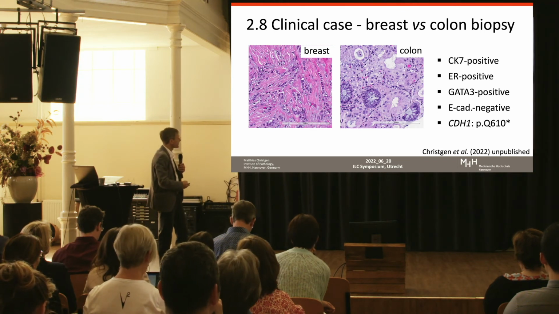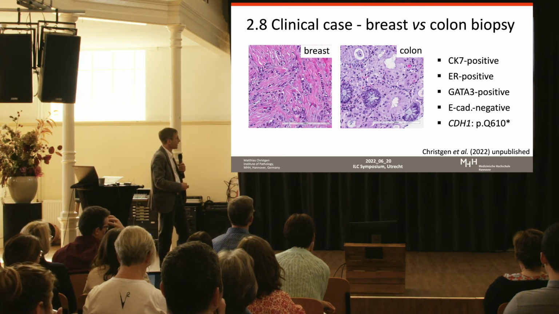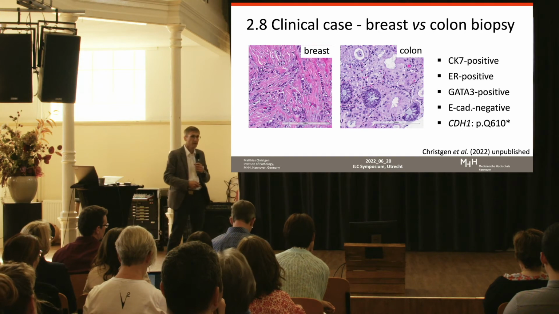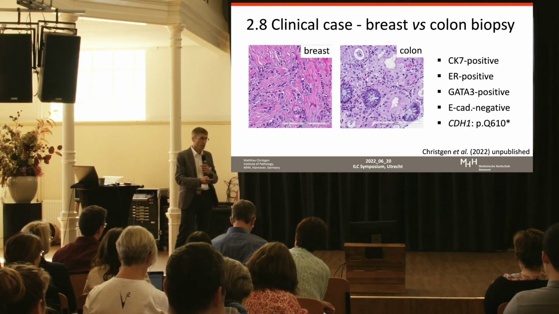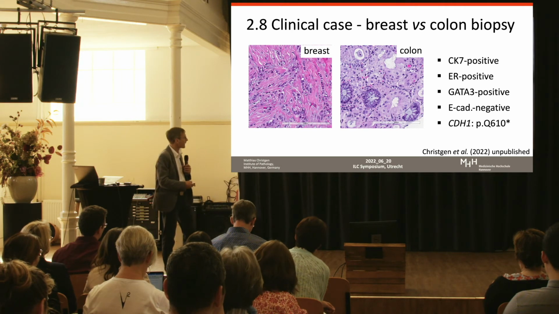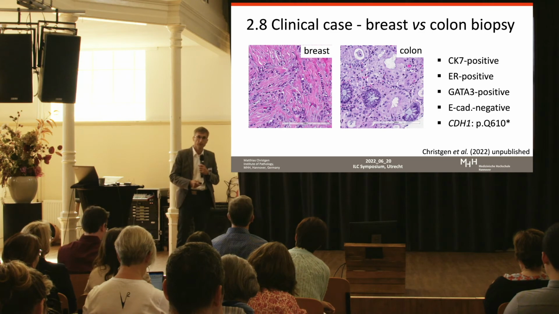And interestingly, it turned out that both tumors were estrogen receptor positive and E-cadherin negative and shared the same CDH1 nonsense mutation, a somatic mutation, by the way. The germline was wild type. My reference diagnosis was metastasis of invasive lobular breast cancer in the gut forming tubular elements.